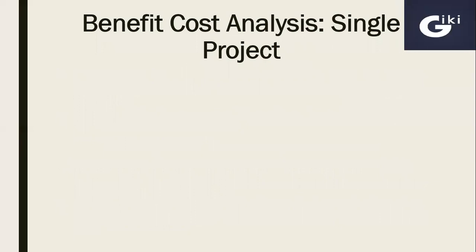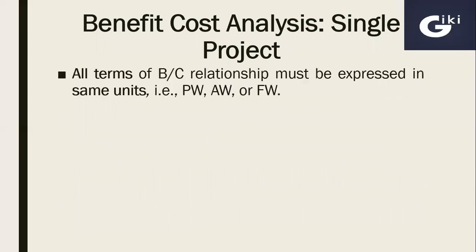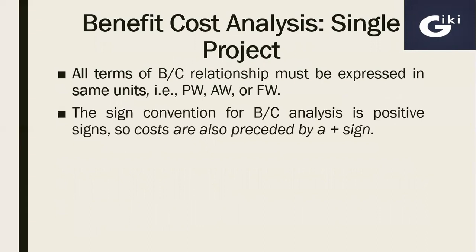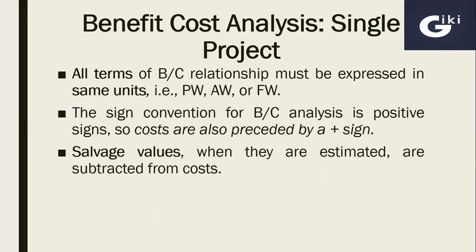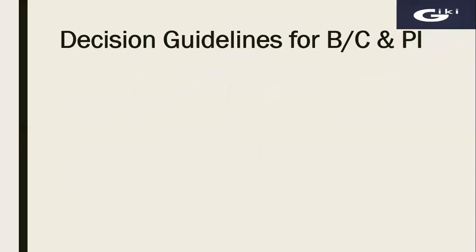So benefit cost analysis for a single project. All terms of B over C relationship or benefit cost relationship must be expressed in the same units as explained earlier, in terms of present worth, annual worth, or future worth. And the sign convention for B over C analysis is positive. So costs are also preceded by a positive sign. Salvage value, when estimated, is subtracted from costs.